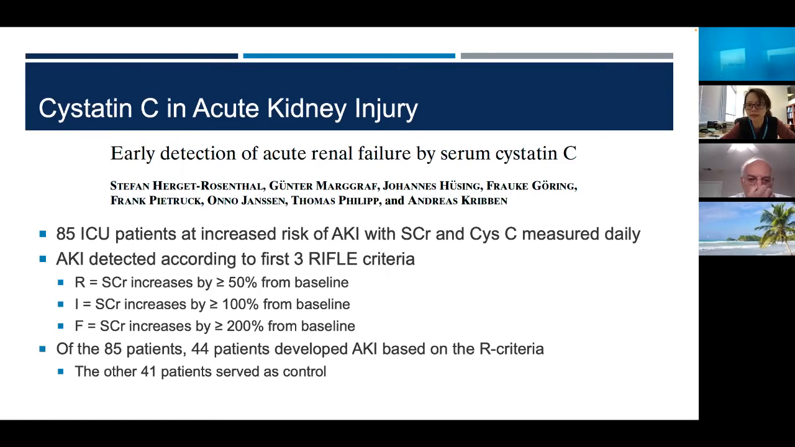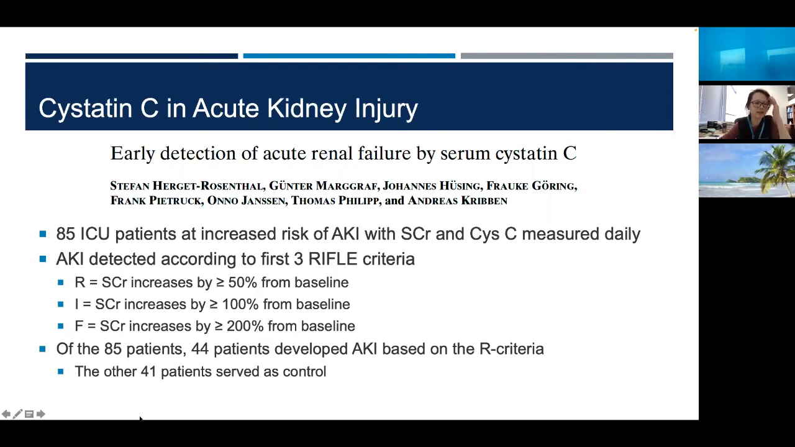This is a German study done by Hagar Rosenthal, and they looked at 85 ICU patients at the University of Essen who had normal eGFR and were identified to be at high risk for developing AKI, and then measured serum creatinine and cystatin C every day. AKI was detected according to the first three RIFLE criteria. R is for serum creatinine increased by equal or more than 50% from baseline. Of these 85 patients, 44 actually developed AKI during the hospital course based on the R criteria, and the other 41 patients were used as a control group.